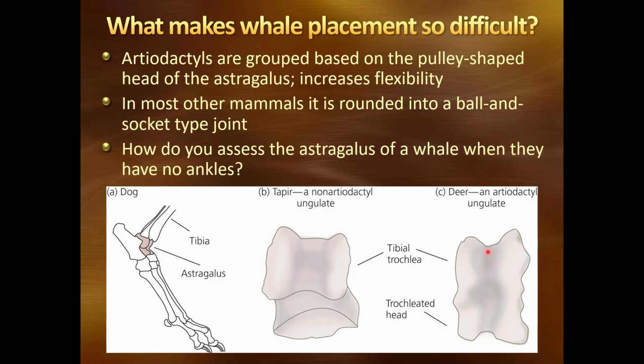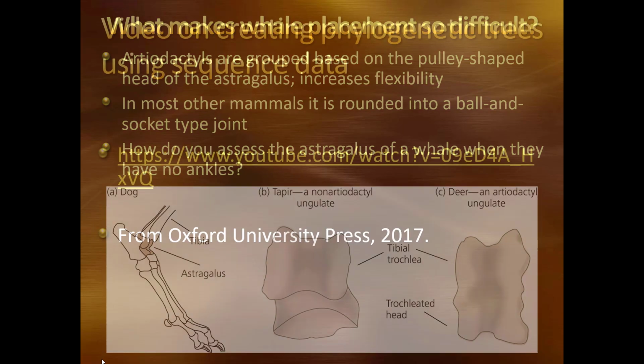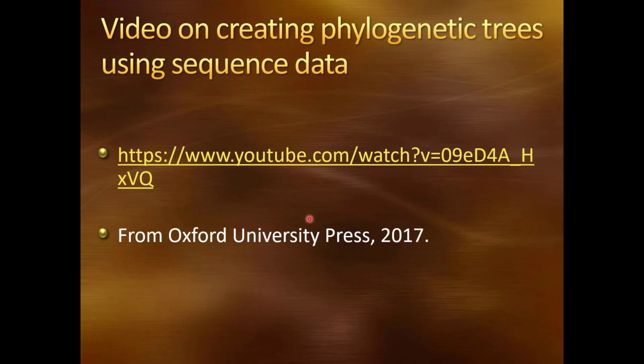Well, how do we assess the structure of that bone in an animal like a whale that doesn't have the bone? That bone has been lost. So if we've lost the ankle, we've lost that limb, we can no longer assess that morphological trait. That is why we're turning now to molecular phylogeny to try to understand where to place the whales in that particular phylogenetic tree. Here is a video from Oxford University Press that talks about creating phylogenetic trees using sequence data.